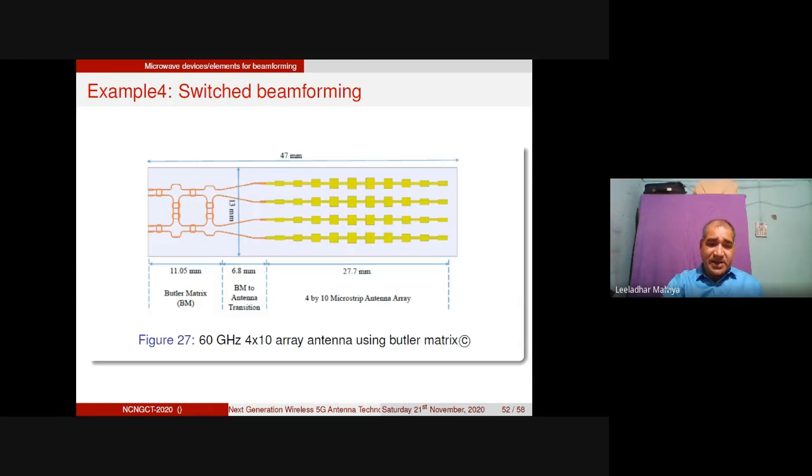Now look at another scenario of the 60 gigahertz. So what is happening here? This is again a Butler matrix that requires the application of the hybrid couplers. Okay, hybrid coupler is here, as well as the crossover is here.